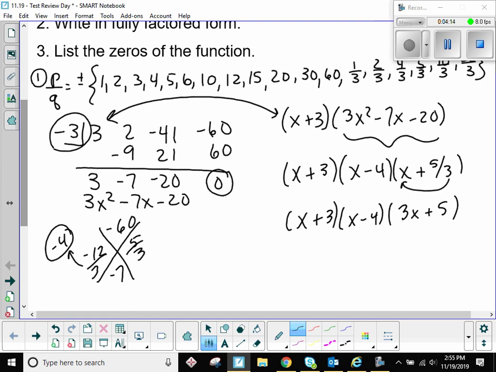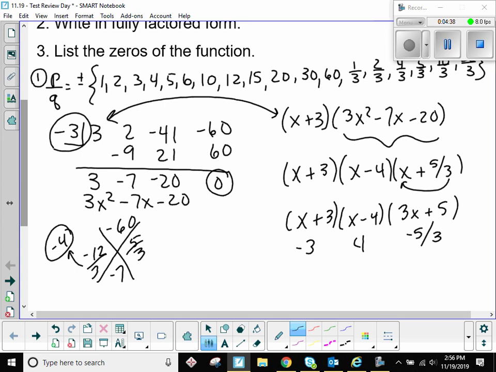So that's your factored form, but the problem also asked you for the zeros. Now if all the problem said was factor, you're done here. But if it says factor and give zeros, you have one more step. The zeros are what make each of the factors equal 0. So it's -3 here, +4 here, -5/3.